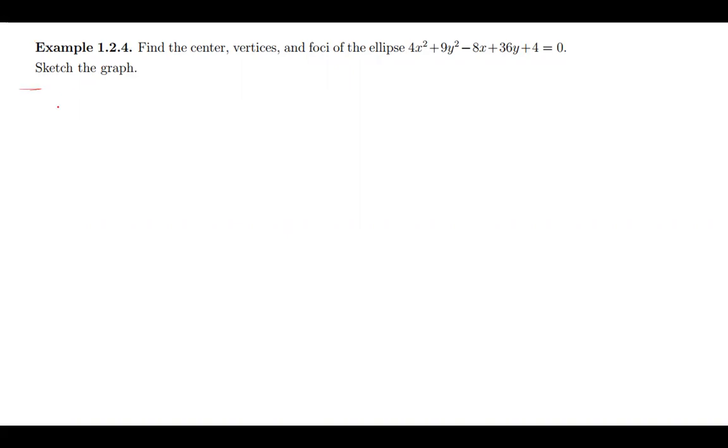So we have 4x squared, then we have plus 9y squared, we have minus 8x, then we have plus 36y, then we have plus 4 is equal to 0.